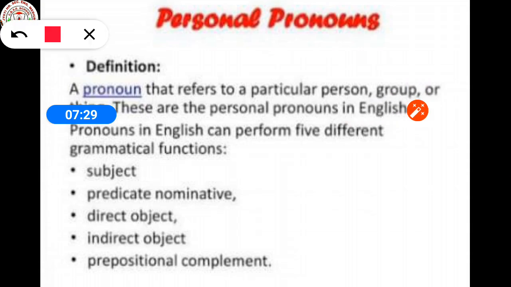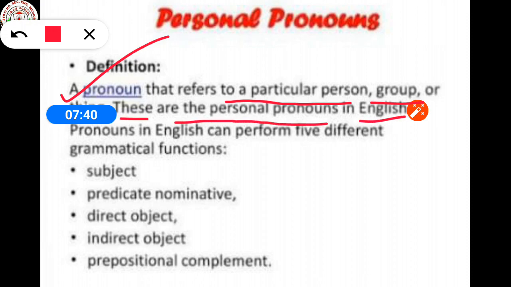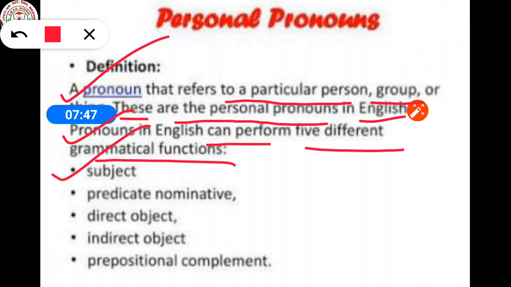So, a pronoun that refers to a particular person, group, or thing. These are the personal pronouns in English. So, pronouns in English can perform 5 different grammatical functions. First one subject, second one predicate nominative, third one direct object, fourth one indirect object, and fifth one prepositional complement.